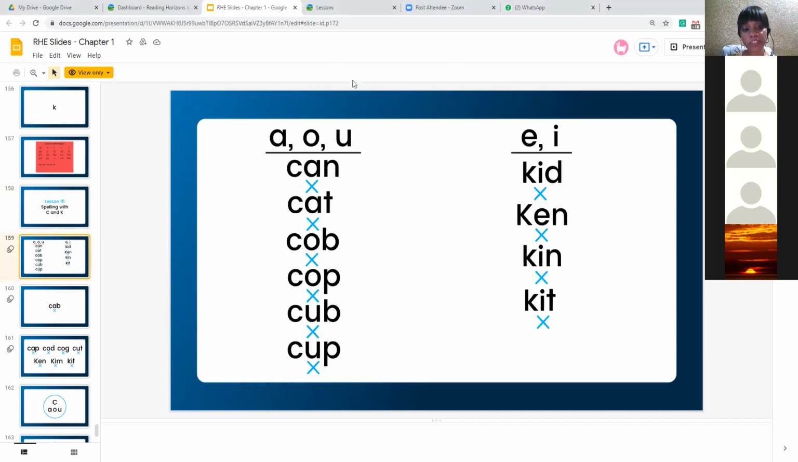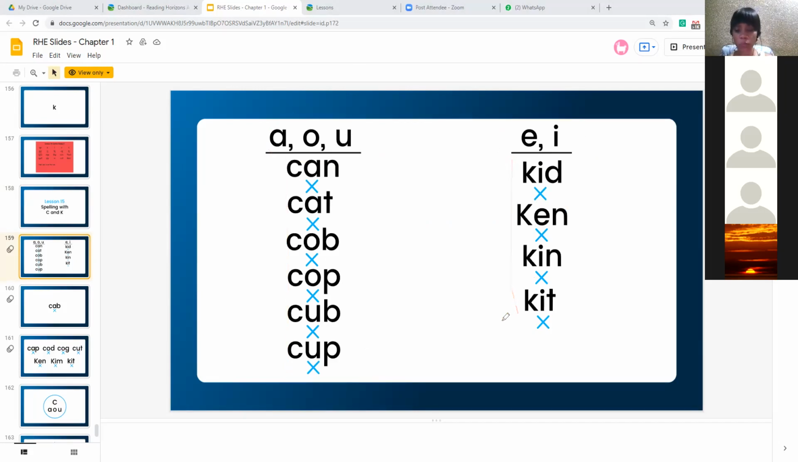What three vowels do we see right here? A, O, U. A, O, and U. Very good. And what two letters do we see right here? E and I, two vowels. Now over here we see A, O, U for the vowel. And which letter starts all of the words then? P. Good. Over here, we see E and I for the vowel and K starts all of the words.